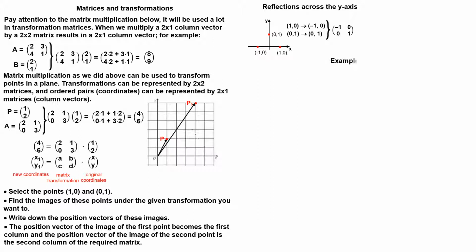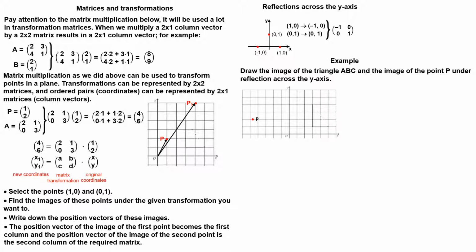Example. Draw the image of the triangle ABC and the image of the point P under reflection across the y-axis. The point P is represented by a column vector. We must express the shape of the triangle as a matrix. Each point becomes a column in this matrix. Let's take the triangle ABC and express it as a matrix. The vertices of the triangle can be put into one 2 by 3 matrix.